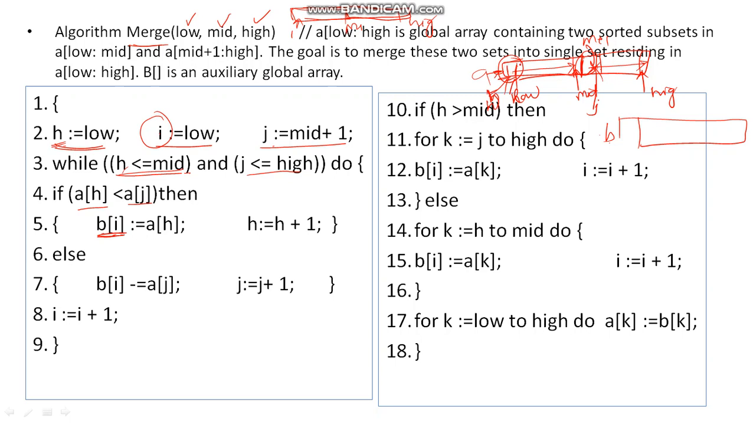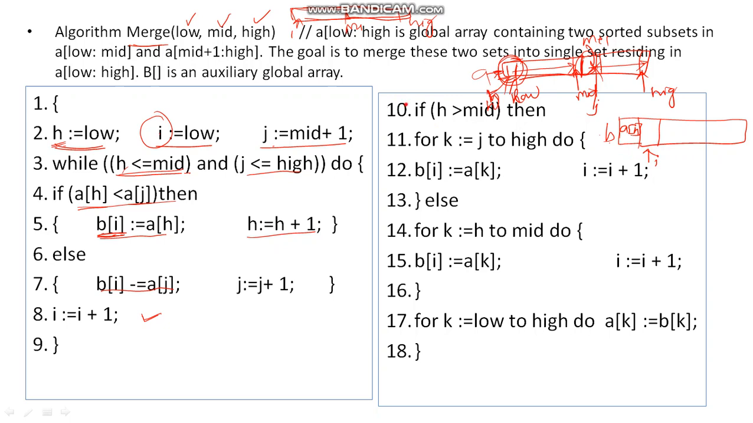If it is true, I am going to put this value into the resultant array. So that is A of H. If it is not true, then I am going to put this other value. That is, if this is true, I am going to put B of I is equal to A of H, H is equal to H plus 1. Otherwise, I am going to put B of I is equal to A of J. So whichever is the smallest element will come at the first position. And I is equal to I plus 1, because if the first element is placed in B, I should go to the next index of B so that the next element can be placed.